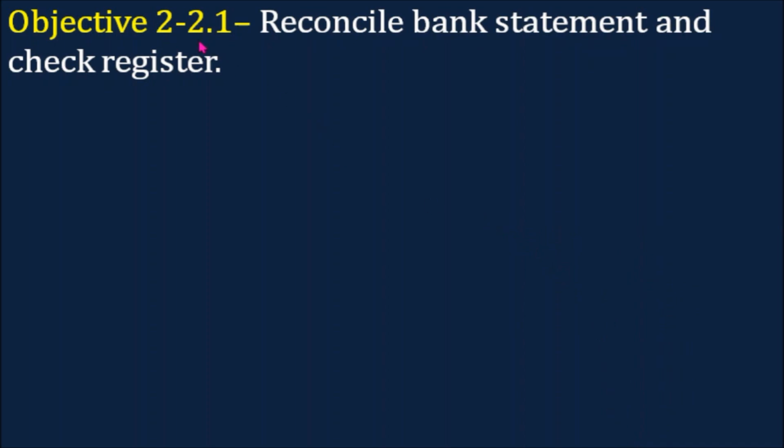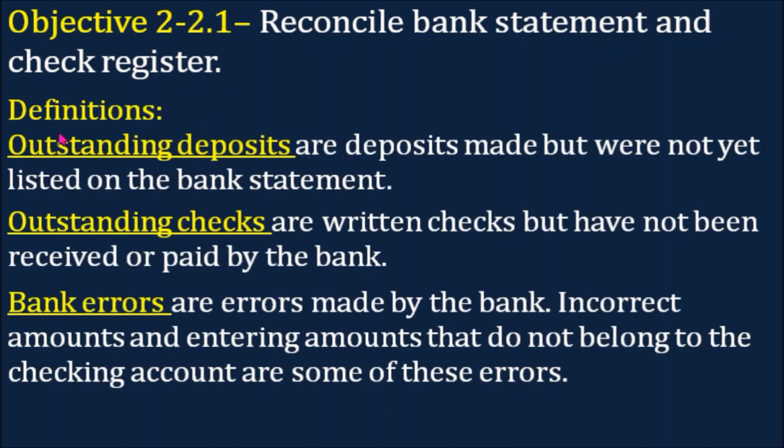Objective number 3. Reconcile bank statement and check register. So these are the definitions. Outstanding deposits are deposits made but were not yet listed on the bank statement, while the outstanding checks are written checks but have not been received or paid by the bank.